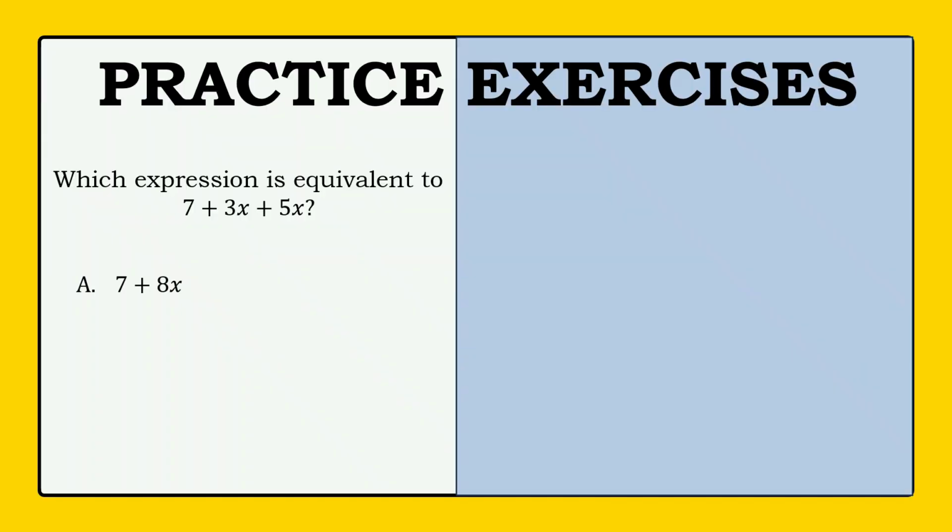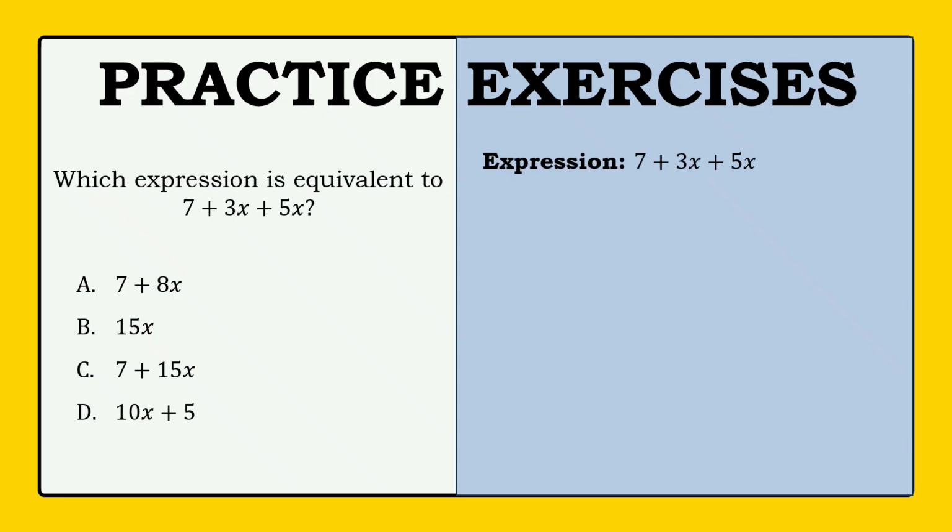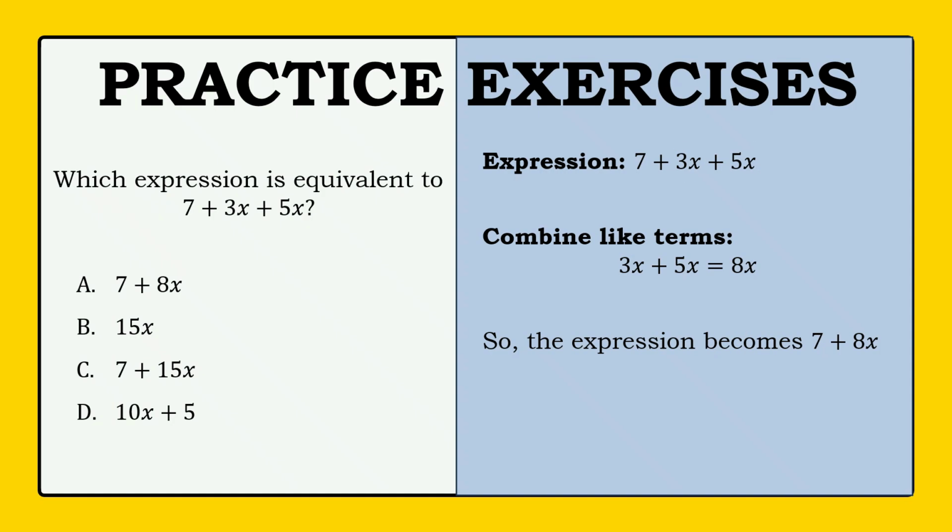A: 7 plus 8x, B: 15x, C: 7 plus 15x, or D: 10x plus 5? What do you think the answer? Alright, let's find out. In the expression 7 plus 3x plus 5x, first we're going to combine like terms. So we have 3x plus 5x is equal to 8x. Then, just copy 7 into the expression. Our answer becomes 7 plus 8x, and it is letter A.